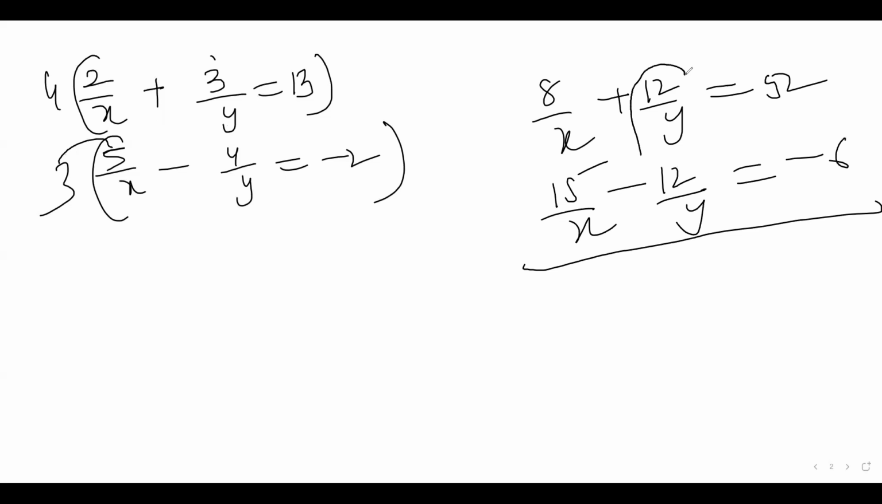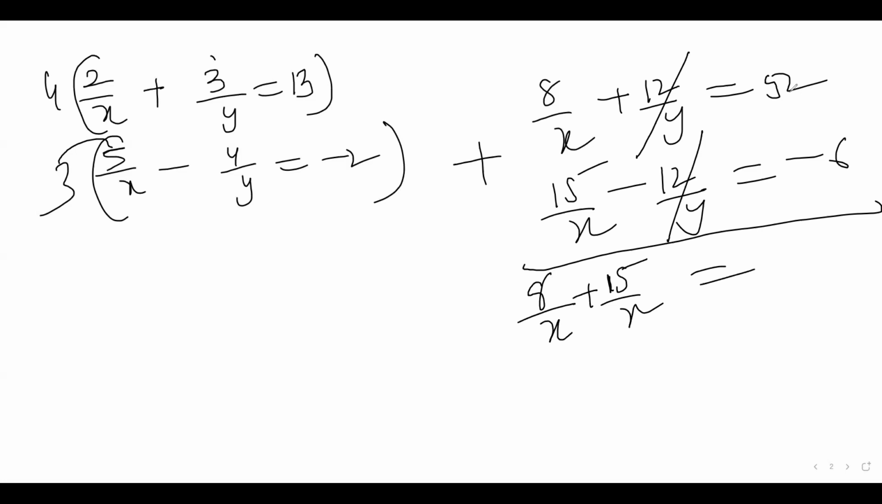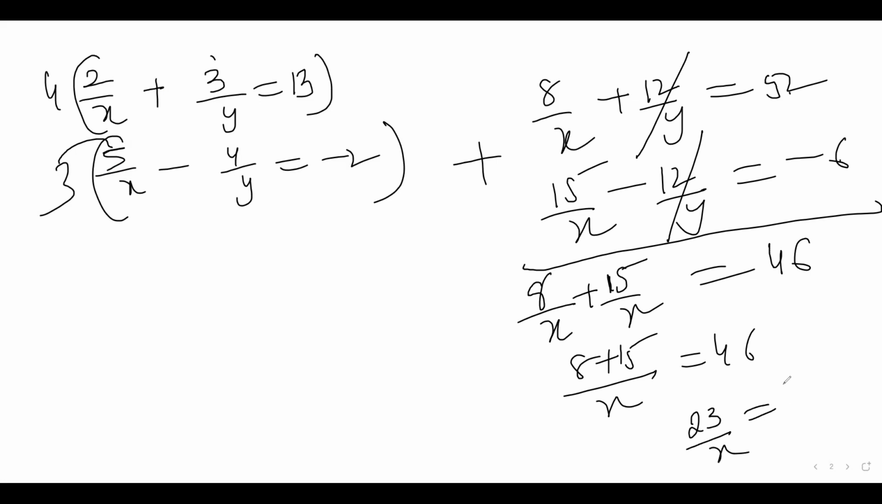Now see, coefficients of y have become the same. By multiplying with 3 and 4, now on adding, plus 12 by y minus 12 by y cancel. You cannot add these two together, so write it in one line. 8 by x plus 15 by x. Here also 52 minus 6 is 46. Here LCM is x, 8 plus 15. What is 8 plus 15? 23 by x is equal to 46.